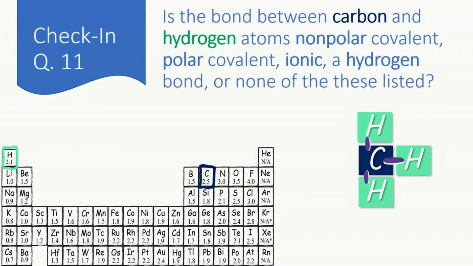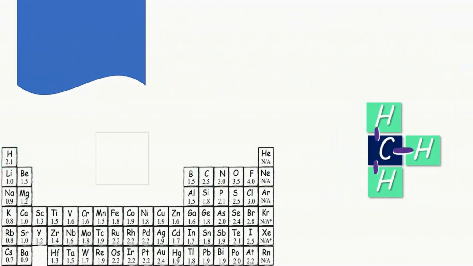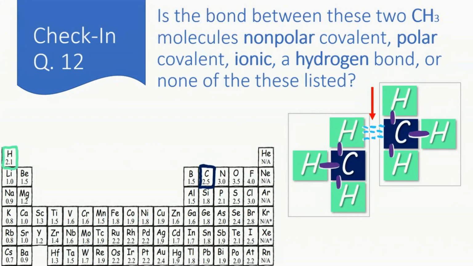Number 11. Is the bond between carbon and hydrogen atoms here nonpolar, polar, ionic, or a hydrogen bond, or none of these listed? Number 12. Is the bond formed between these two molecules nonpolar, polar, ionic, a hydrogen bond, or none of these listed? Keep in mind that this is just an example molecule. We would probably not find CH3 just floating around in nature.